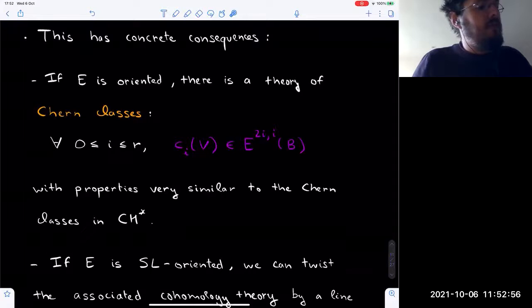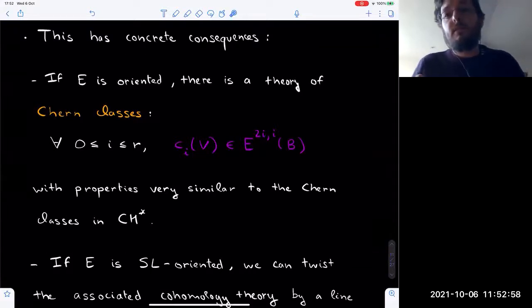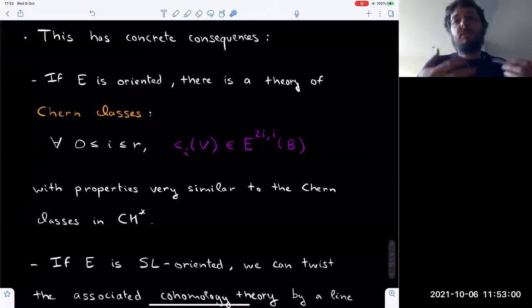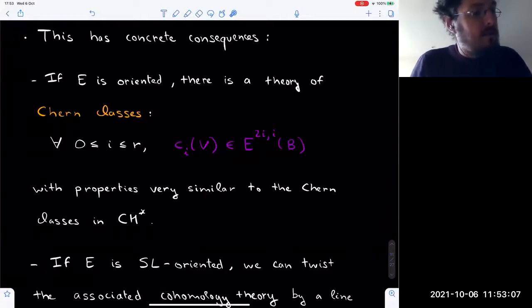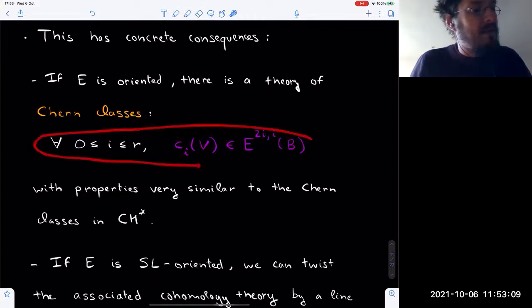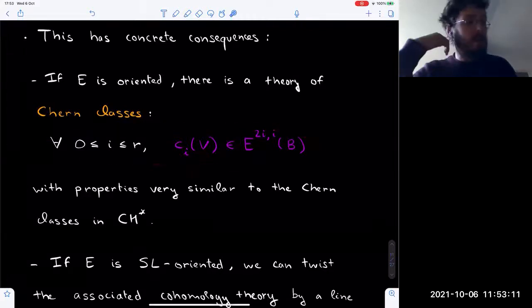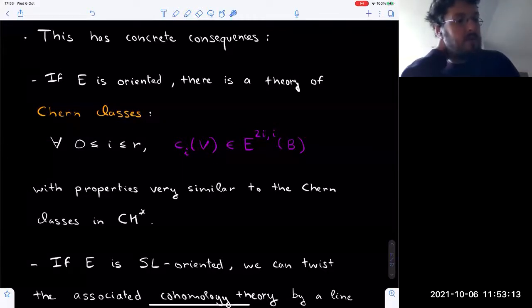So for instance, if E is oriented, there is a theory of Chern classes, which you can develop in the same way that you develop the theory of Chern classes for Chow groups and higher Chow groups. And so it has exactly the same formal shape as the theory of Chern classes for Chow groups.